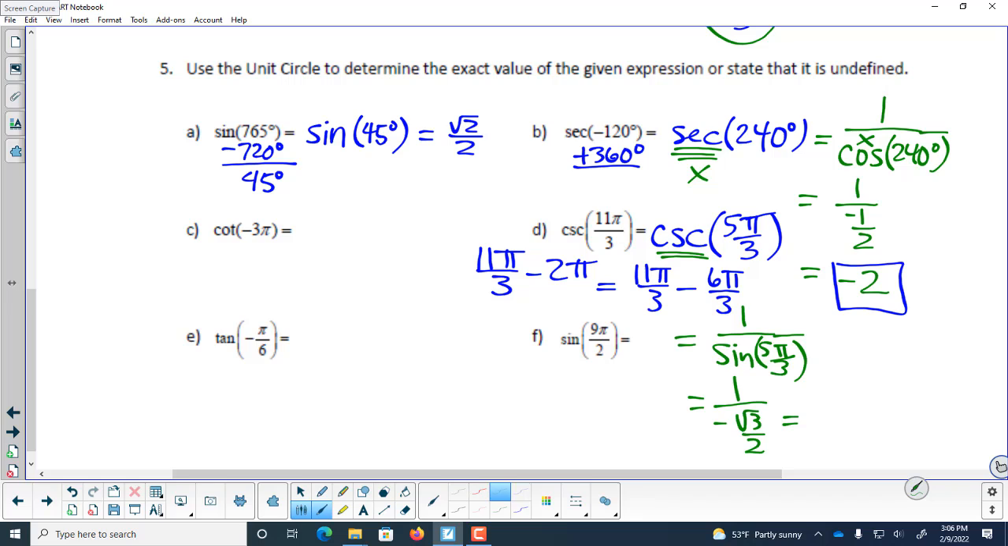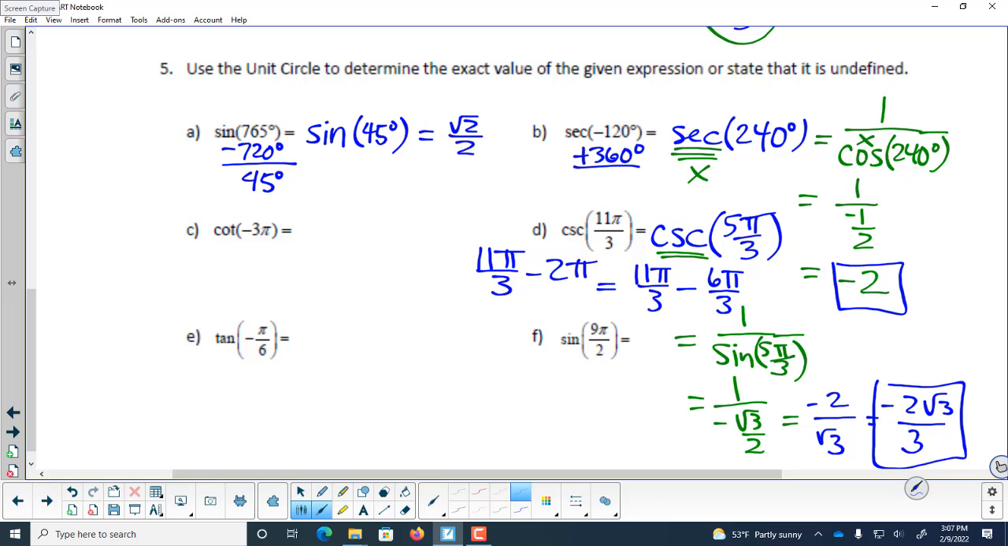So it's 1 over negative root 3 over 2, or just flip it. I don't care that you put the 1 over, okay? I don't want you to have to do that. It's negative 2 over root 3, and then if we rationalize, it was negative 2 root 3 over 3, I believe. Okay. So it is a lot of stuff, but this is where we bring it all together, what we've been doing for a long time. Okay.